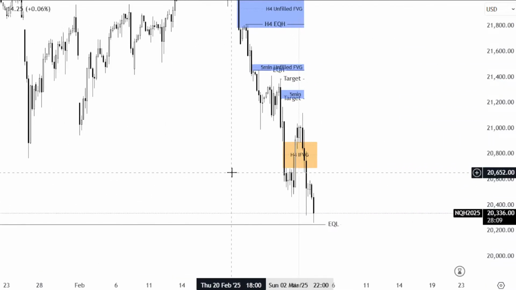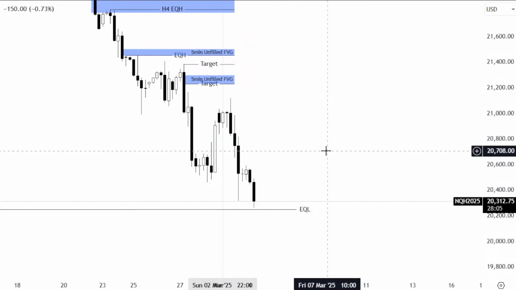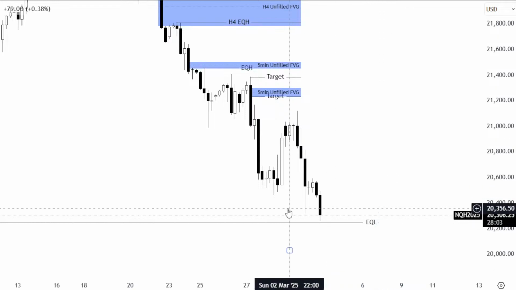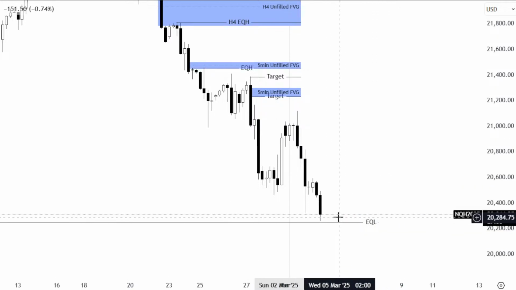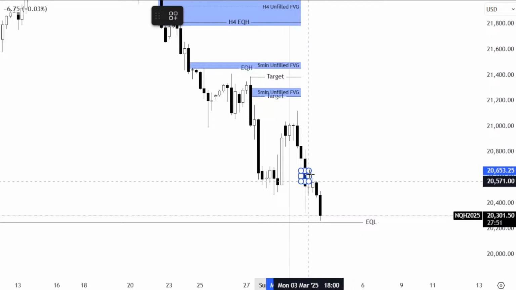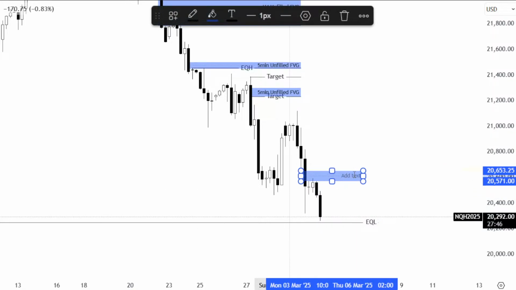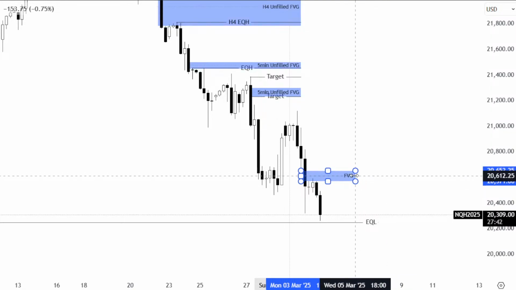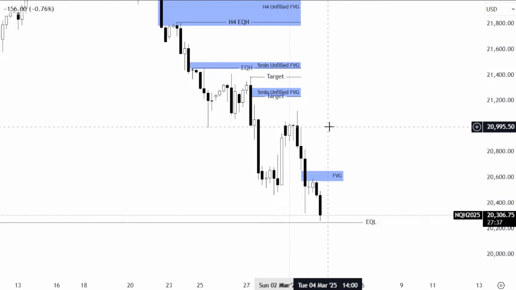Alright, so now I'm going to take that out, and the reason I'm taking that out, we've got equal lows here, so we might want to run into that first and then give us some other opportunity to take a long. Right, here's a fair value gap here, and we obviously want to see some sort of inversion here to take it higher.